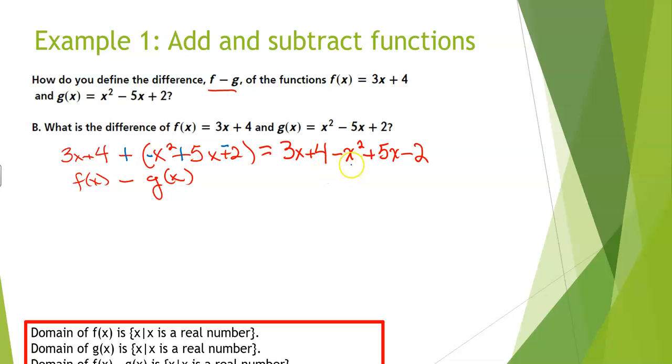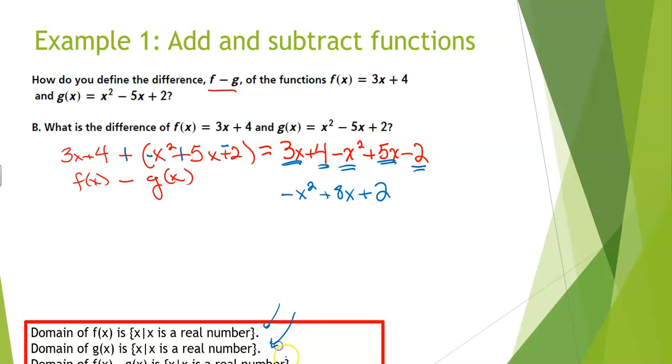Now I would combine like terms, but there's only one of those, so I'll do -x squared. Here's a 3x and a 5x, so that gives me 8 x's. And then a 4 and a -2 would just give me 2. All right, so the solution to the function f of x minus the function g of x is, when I combine these, -x squared plus 8x plus 2, and the domain doesn't change.